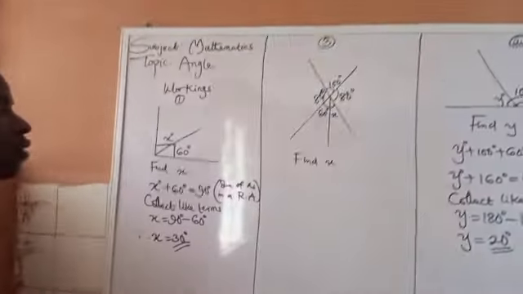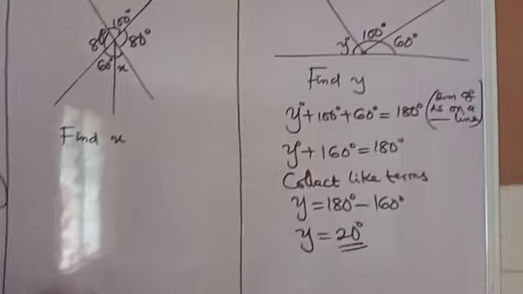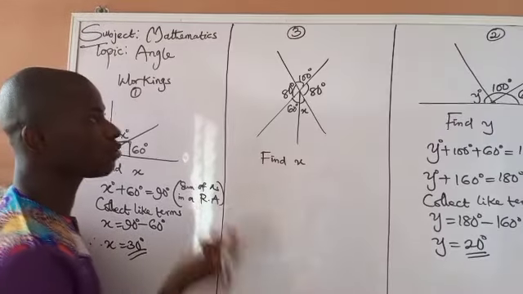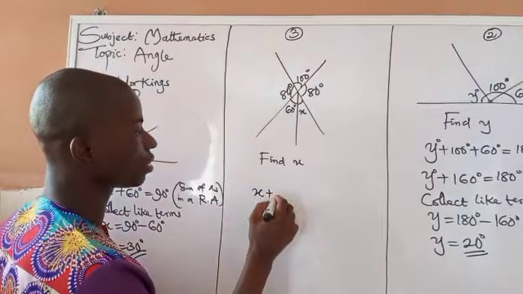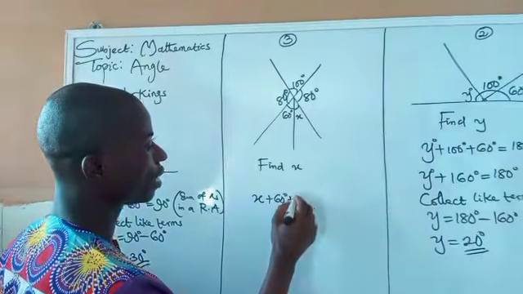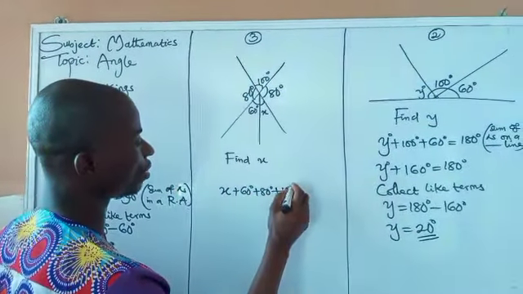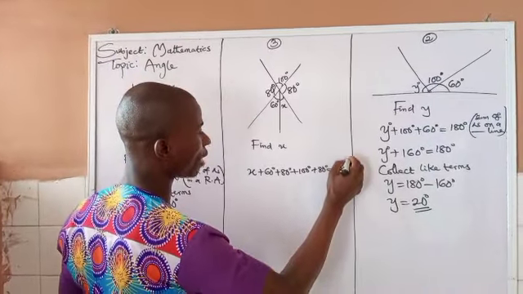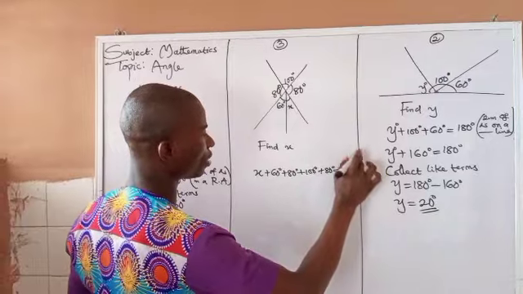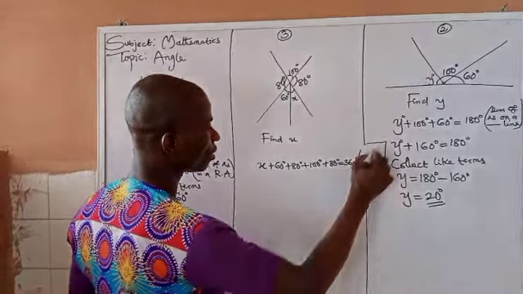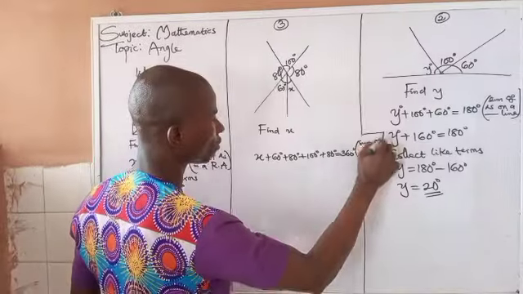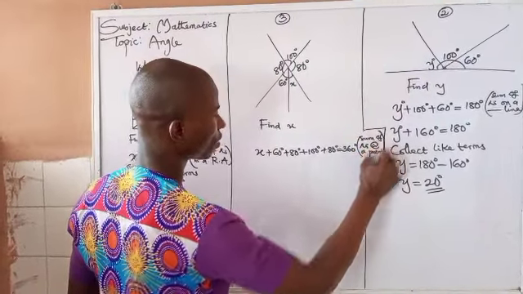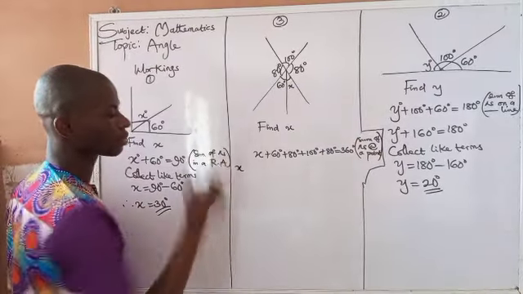Now let's quickly look for x here. Here they ask us to find x. What is this? This is sum of angles at a point. Very simple. So for you to find your x, you have x plus 60 degrees plus 80 degrees plus 100 degrees plus 80 degrees equals what? 360 degrees. Why? You put your reason. Permit me to adjust the line. This is sum of angles at a point. Then we have x.